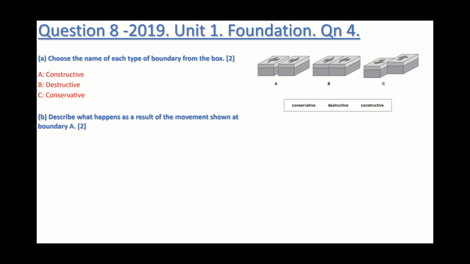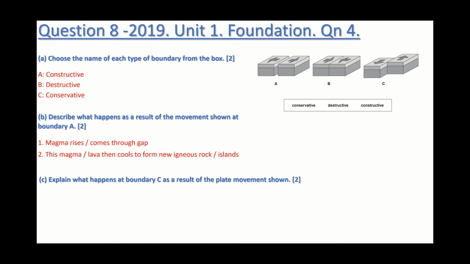So next part then will ask, what will happen as a result of the movement shown at boundary type A? Well, as we now know this is a constructive boundary, then we know from previous questions that when the plates move apart, magma will rise. This will then fill the gap created by the plate movement and can then go on to create new igneous rock that can actually potentially go on to form new islands.